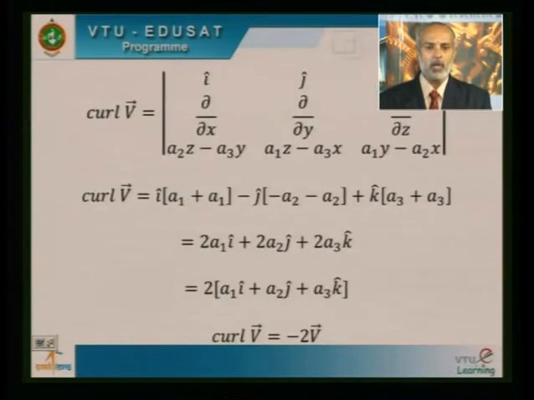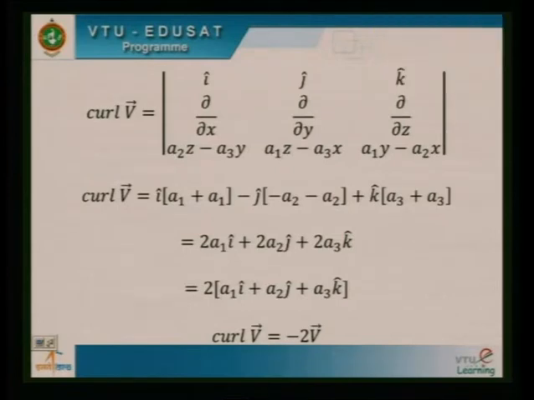Now you can find curl V vector. Curl V vector is equal to the determinant with rows i vector, j vector, k vector; dou by dou x, dou by dou y, dou by dou z; a2z minus a3y, a1z minus a3x, a1y minus a2x. Curl V vector means del cross V vector. Del is a differential operator: dou by dou x of i vector plus dou by dou y of j vector plus dou by dou z of k vector. And V vector you can write in determinant form. Now you can expand.